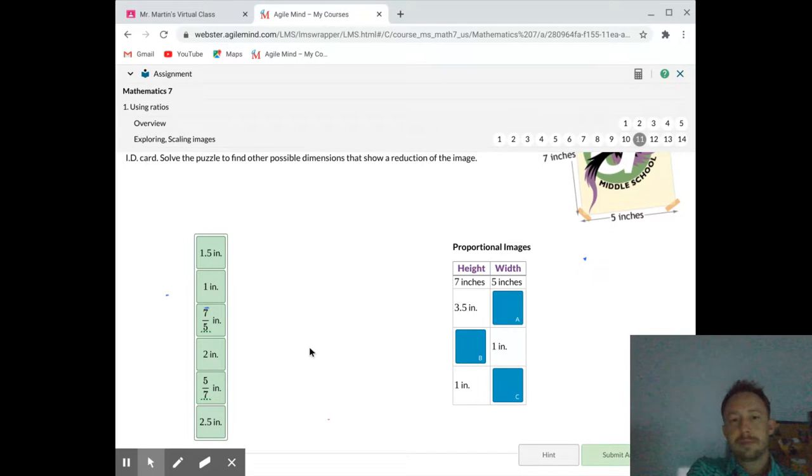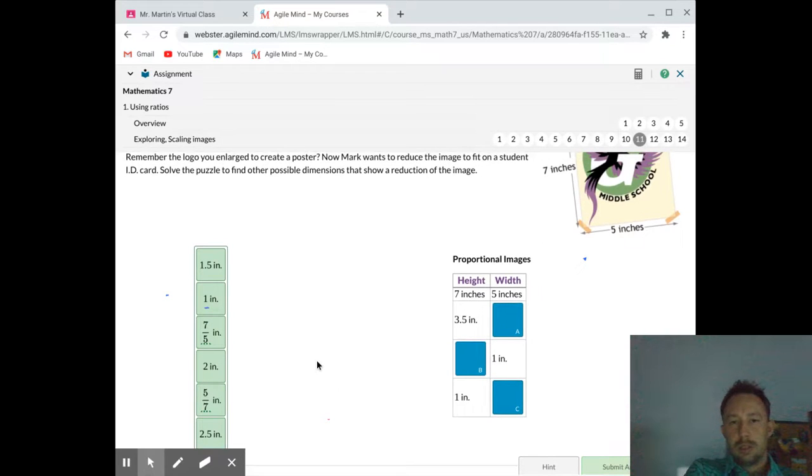All right, so looking at it. It says, remember the logo that we enlarged to create a poster. Now Mark wants to reduce it to fit on an ID card. So we got to solve the puzzle. So we're going to be finding the other dimensions, okay? So let's see who we can get to help us. Razia, give me an answer for one of them. Reginald, I want you to give me an answer also.